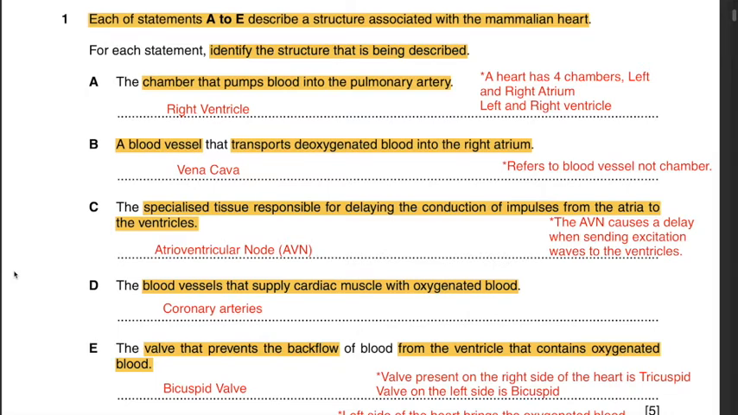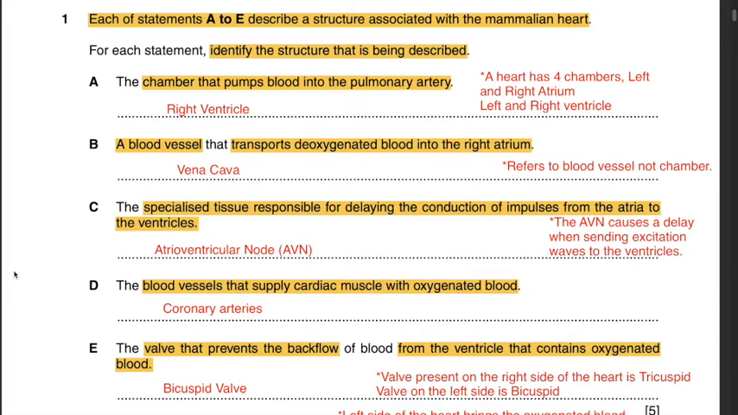Where is the pulmonary artery situated? It is situated towards the right side of the heart. Therefore, it should be the right ventricle because the blood flows from the right atrium into the right ventricle and then from the right ventricle into the pulmonary artery. And since the question refers to the chamber that pumps blood into the pulmonary artery, the right side has two chambers and the chamber that pumps into the pulmonary artery is the right ventricle.